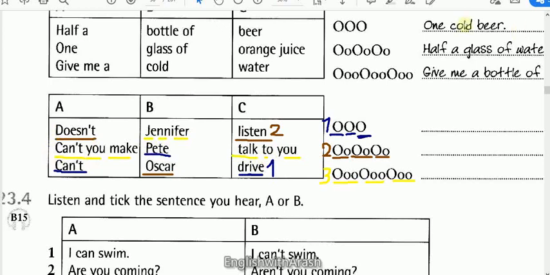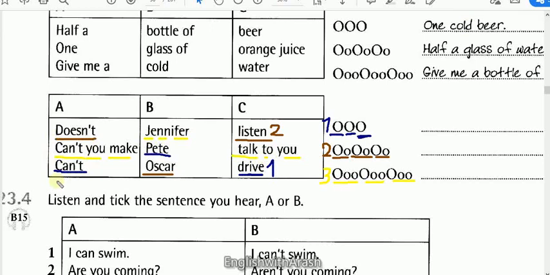حالا now I'm gonna read them for you. If you can repeat it at home. So I'm gonna wait for you to repeat. Can't Pete drive? Again. Can't Pete drive?